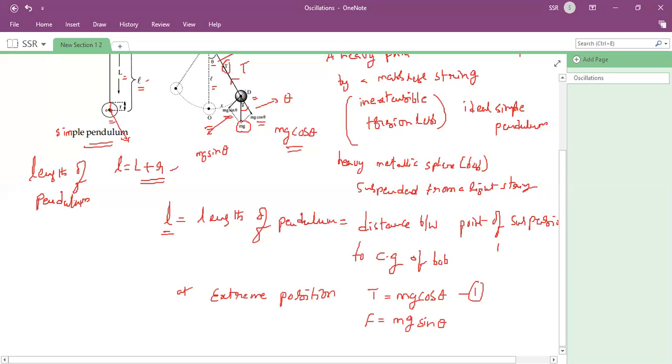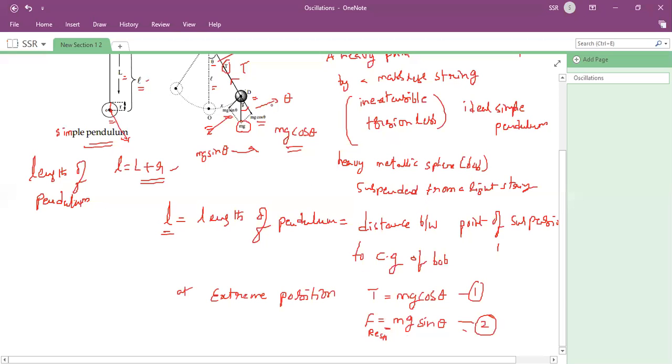Actually here, mg sin theta is opposite to the angular displacement. Angular displacement is towards the right, and mg sin theta is towards the left. So F is equal to minus mg sin theta. Minus means F is the force opposite to the displacement of the bob. Are you clear on this? Here F is called the restoring force: F restoring is equal to minus mg sin theta, and T is equal to mg cos theta.